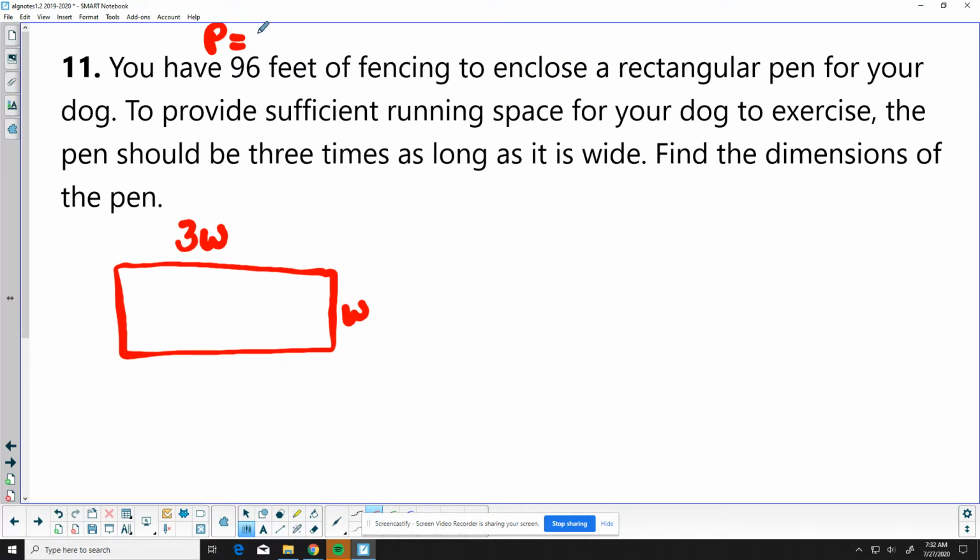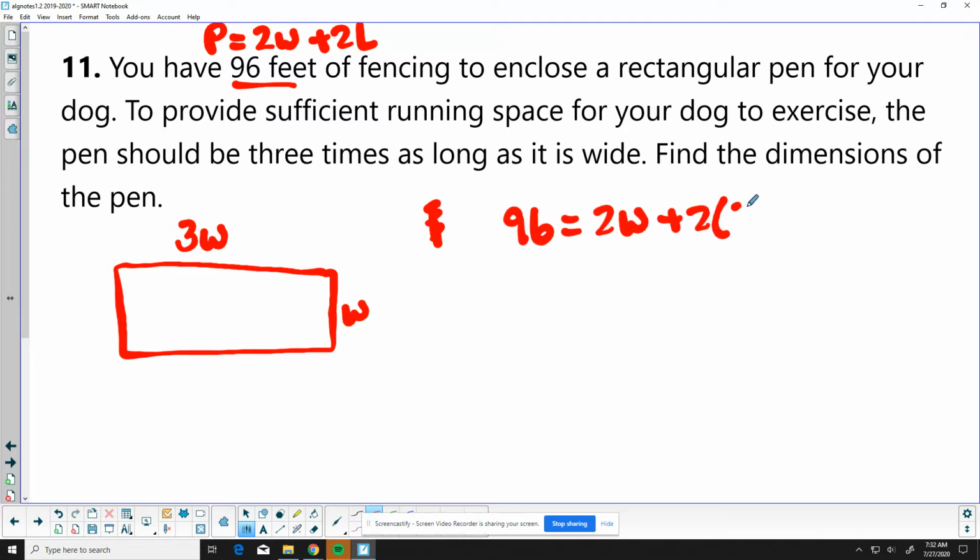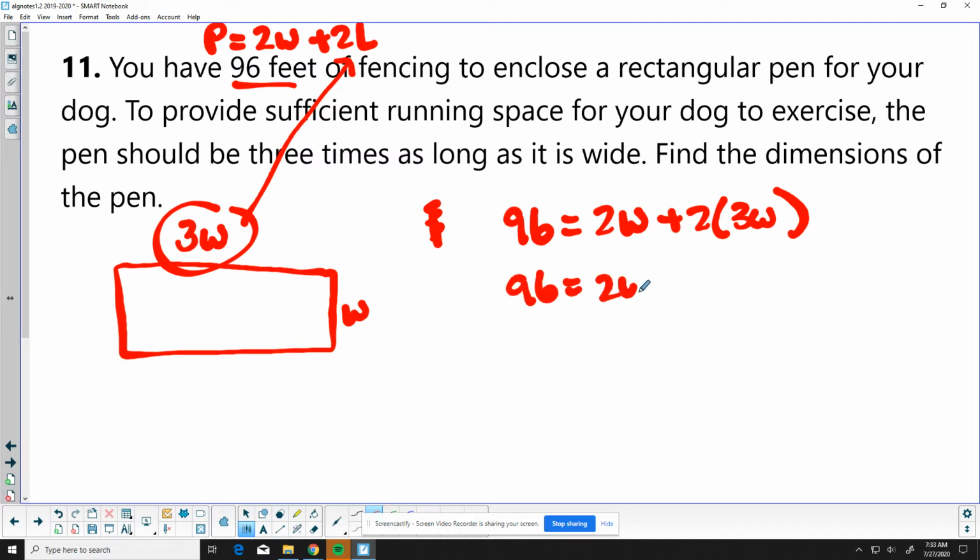Well, the perimeter formula is 2 width plus 2 length. So we can just plug in what we know here. We do know the perimeter, 96 feet. So 96 equals 2W plus 2 times 3W, because I took this 3W and plugged it in for the long side. So 96 is 2W plus 6W. So I'm combining like terms and then dividing by 8. So 96 divided by 8 is 12.